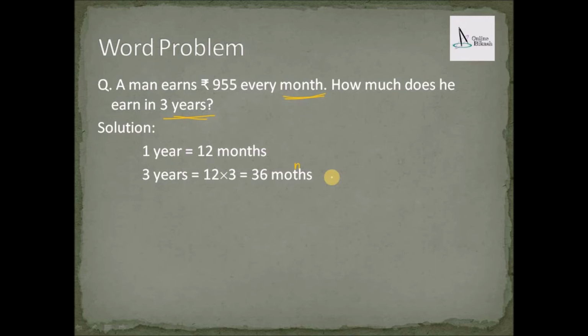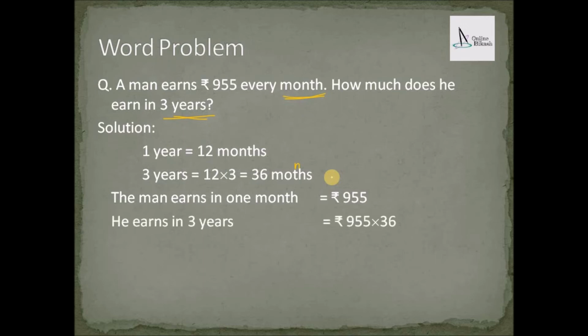For the 36 months that man is earning rupees 955. So to get the total amount earned by him in these 36 months, we will do a multiplication. The man earns in 1 month rupees 955. He earns in 3 years rupees 955 multiplied by 36. If you do the calculation, you will get the result rupees 34,380. Here the multiplication has not been shown to you. You have to try it at home on your own.